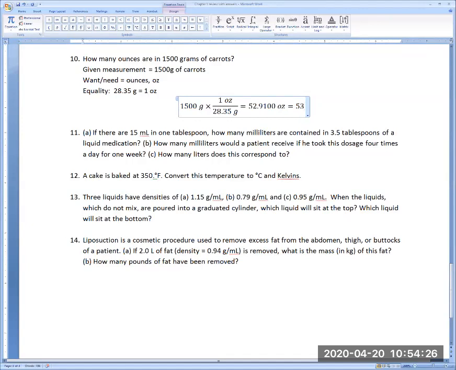The decimal point is just there. And because 3 is a non-zero digit, we don't need to show the decimal point. So that would be the answer for this, right? 53 ounces. Everybody knows how to do this now?